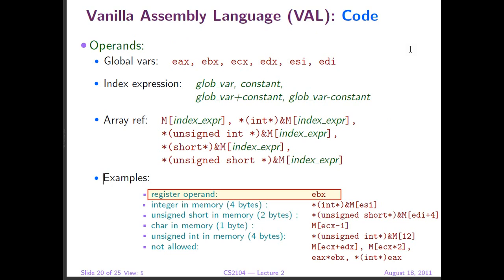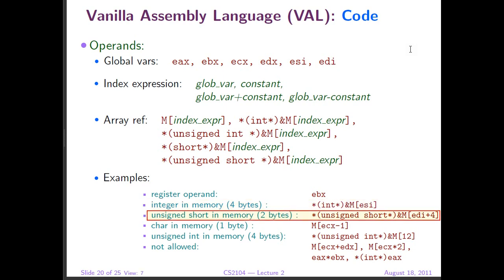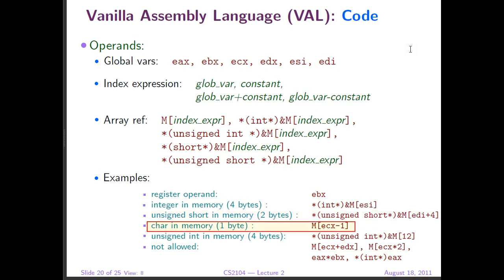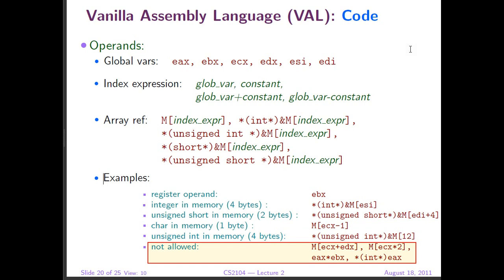We have a register operand. We have an integer in memory, 4 bytes of memory starting at the address indexed by register ESI. An unsigned short, so this is 2 bytes. 1 character. Unsigned int in memory, 4 bytes. And these are not allowed. These are not legal expressions.